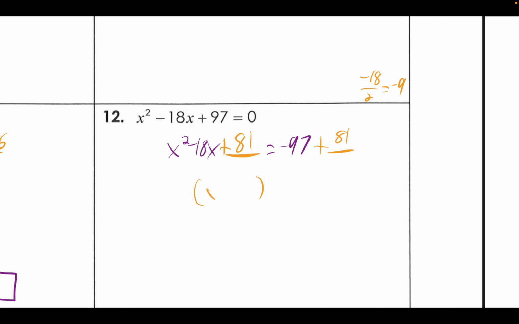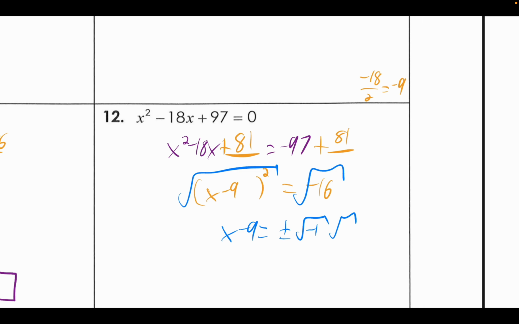The left-hand side will factor into (x - 9) quantity squared, the half of the -18 being -9, equaling -16. I go ahead and square root both sides, and I get x - 9 = ± √(-1) times √16, knowing that the square root of 16 is going to be 4, so I'll have ±4i, wanting to put the 4 before the i. Then we're going to add 9. We can't add 9 to 4i though, so we just put 9 ± 4i and write the 9 before the plus or minus.